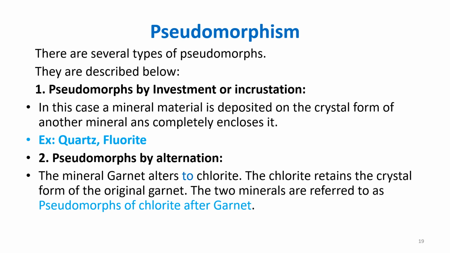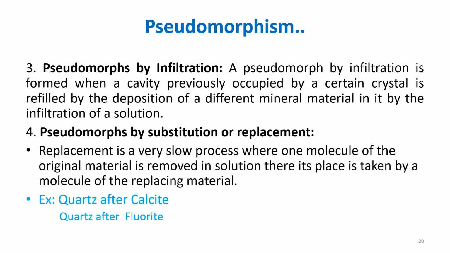In the second case, pseudomorphs by alteration, the mineral garnet alters to chlorite. The chlorite retains the crystal form of the original garnet, and these two minerals are said to be pseudomorphs of chlorite after garnet. So garnet altering to chlorite is an example of pseudomorphs by alteration. The third type is pseudomorphs by infiltration.